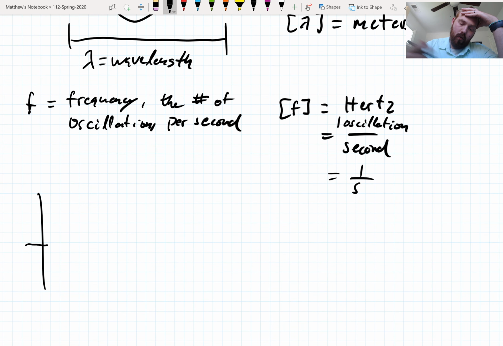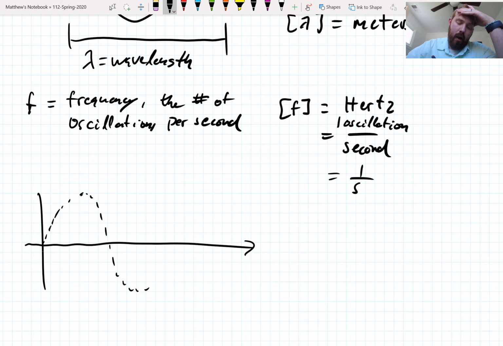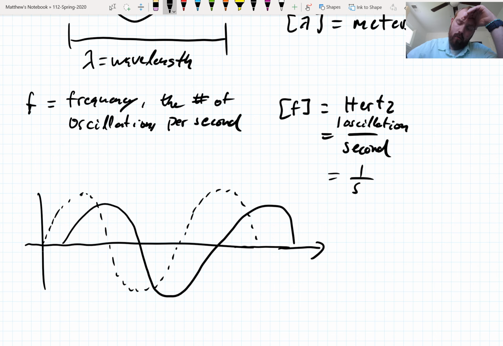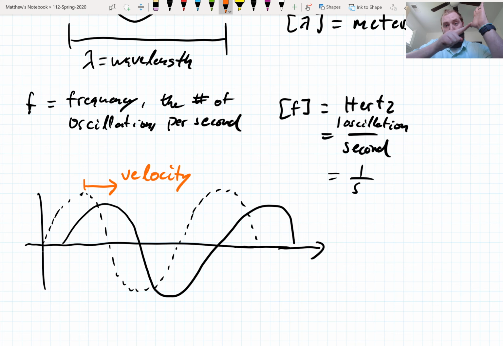Now our waves can propagate. They can move. So I could have a wave that was here. The dashed line represents where it used to be. And then, say, wait some time and now it's over here, like this. So the wave itself is moving with some velocity. The wave propagates down.